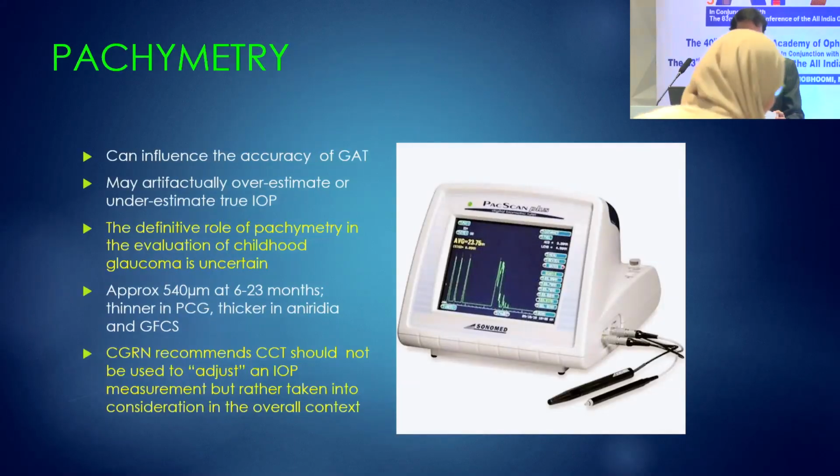Pachymetry is probably not as important as in adult glaucoma, but we know that it can influence the accuracy of the Goldmann applanation tonometry. It can artificially overestimate or underestimate the true IOP, but the definitive role of pachymetry in the evaluation of childhood glaucoma is uncertain. Approximately it's 540 micrometers at 6 to 23 months, thinner in primary congenital glaucoma, thicker in aniridia and glaucoma following cataract surgery. The CGRN recommends that CCT should not be used to adjust an IOP measurement, but rather taken into consideration in the overall context.